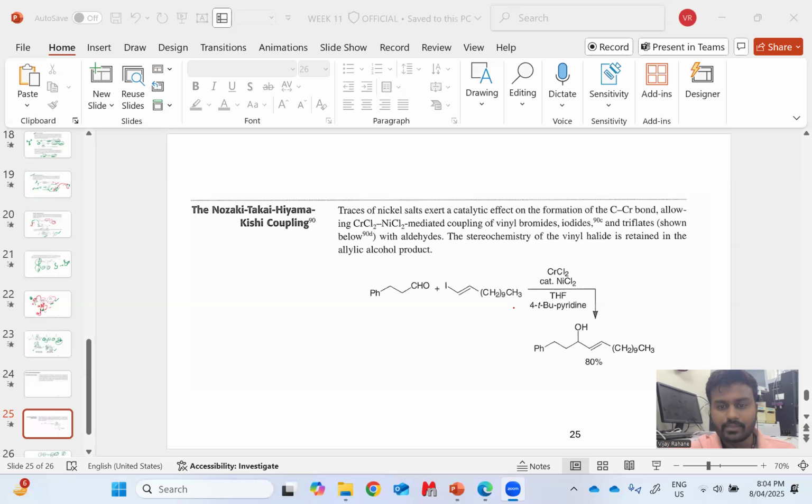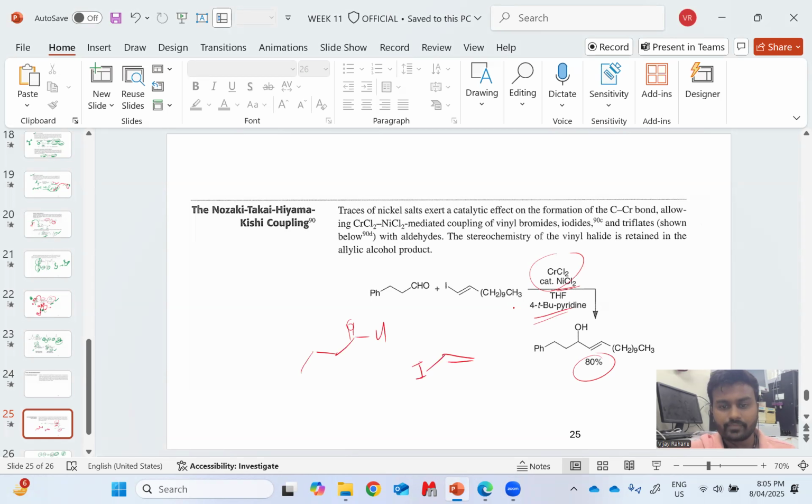This is some sort of coupling reaction, the named Nozaki-Hiyama coupling reaction, and I will show some more examples of the same coupling. In this example, you can see how the aldehyde and the allyl iodide are coupled in the presence of chromium dichloride salt and catalytic nickel dichloride in THF, and 4-tert-butylpyridine. It gives an 80% yield of this coupled product. In this case, the coupling partner is the aldehyde and the other is the iodo compound.